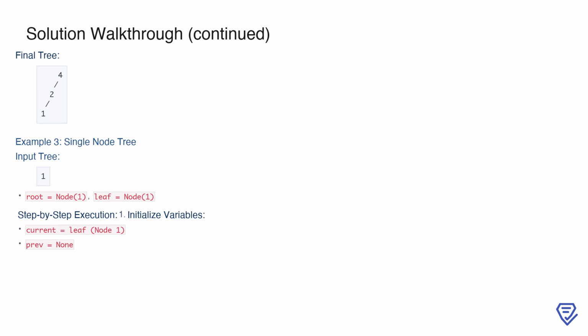We save next_node as None, reconfigure node 1's parent to point to previous, node 2, and remove any remaining child references. With previous updated to node 1, and current set to None, the process ends. The tree is now rooted at node 4, with node 2 as its left child and node 1 as the left child of node 2.